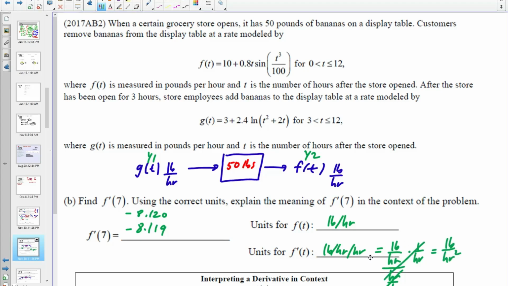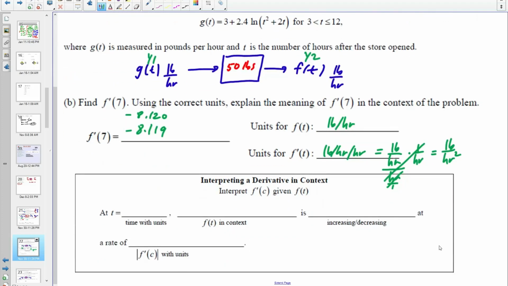Okay, and we knew that from meters per second to meters per second squared when we take the derivative. The next question is how do you explain what this f prime of 7 means? What you need to do is memorize this phrase. You need all these things in the blank, and you need numbers with units. So first you would say f prime of 7 means at t equals 7 what? This is a time, so at t equals 7 hours.